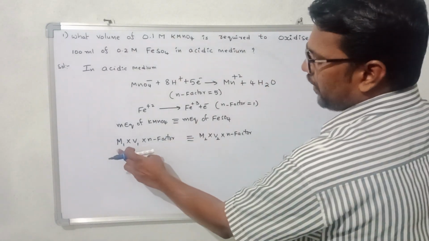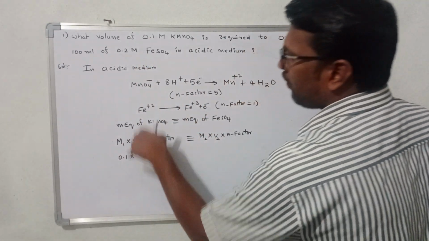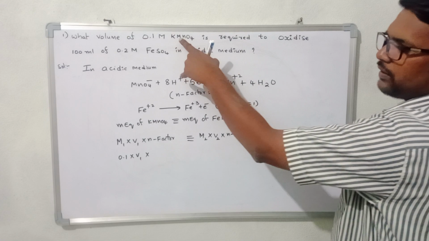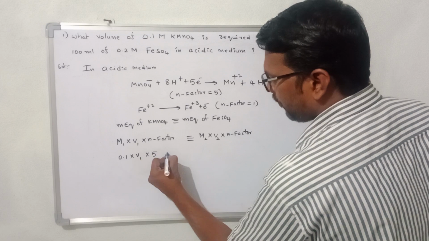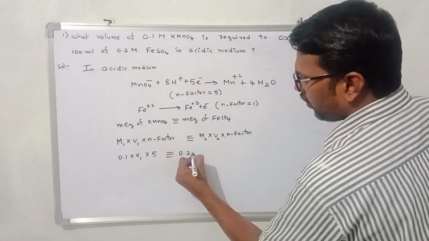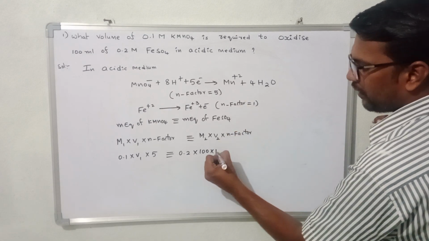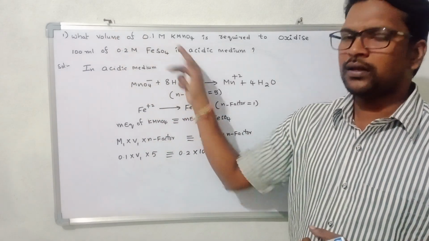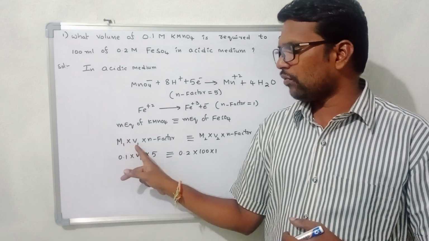Now we see, for KMnO4 the molarity M1 is 0.1, V1 is the volume that we want to find, and the N factor for potassium permanganate in acidic medium, in the reaction between KMnO4 and FeSO4, is 5. For FeSO4, the molarity M2 is 0.2, the volume is given as 100, and the N factor is 1. In this problem, to find the volume we use milli equivalents, and since the concentration is given in molarity, we take molarity, volume, N factor.